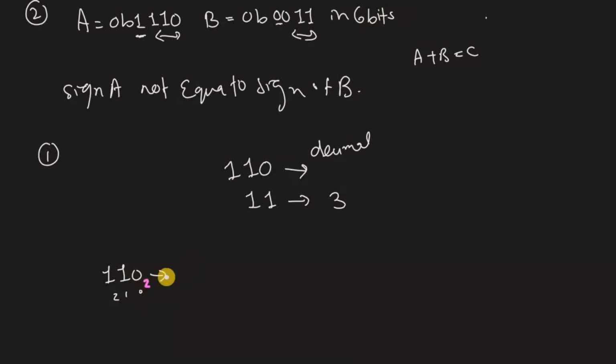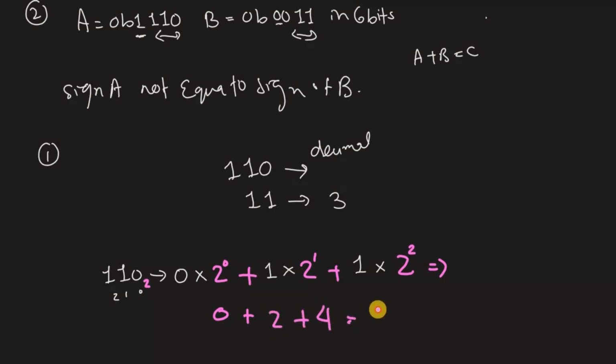Since this number is in binary, the base is 2, okay? The first number that you see is 0, so you're going to do 0 times 2 to the power of the exponent we put over here, so that's 0. Then plus the next number, 1, times 2 to the power of 1, and then plus the last number, 1, times 2 to the power of 2. So 2 to the power of 0 multiplied by 0 is irrelevant, so 0 plus 2 plus 4 equals 6, okay. So 110 is 6 in decimal.